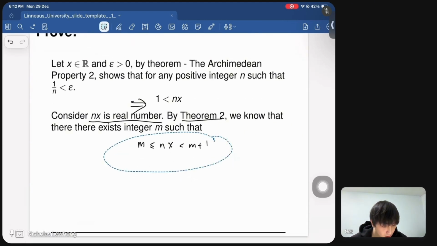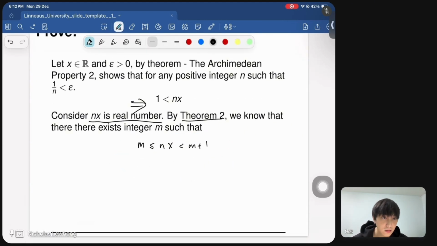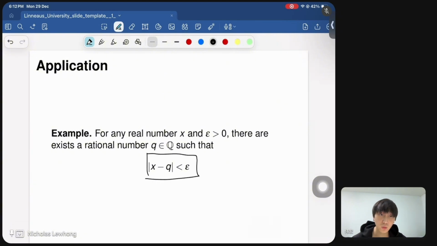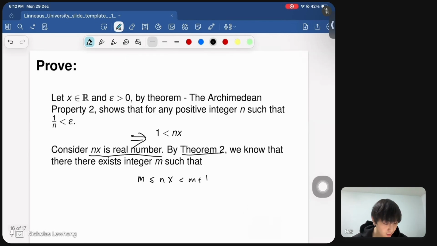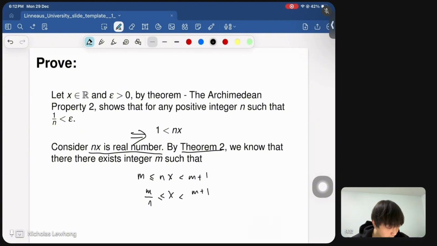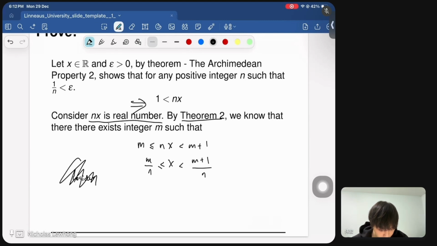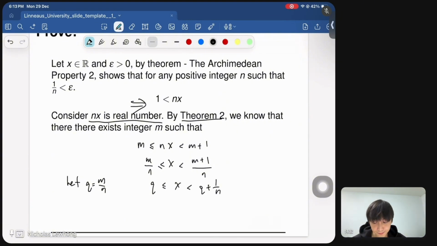And then our aim is we need the x, right? Because just now we know that we need x minus q. So q is a rational number which can be written as m over n. So we look back here. We divide by n. So here m over n, and then here m plus 1 over n. So we now let q equal to m over n. So q smaller or equal to x smaller than q plus 1 over n. So it makes sense. So now we subtract q on both sides. So here is 0, and here we get x minus q, and then here we get 1 over n.